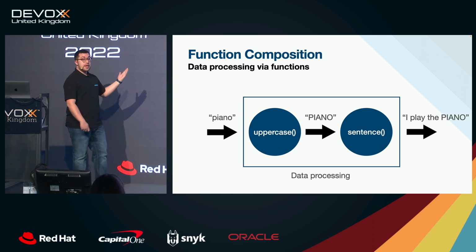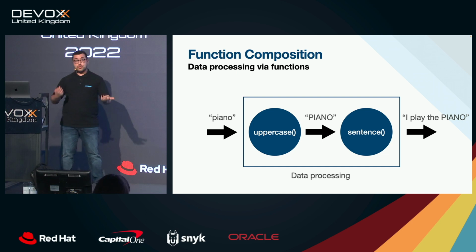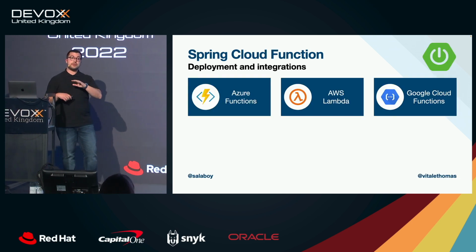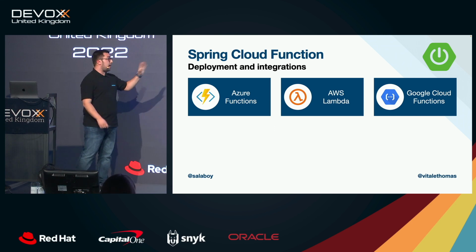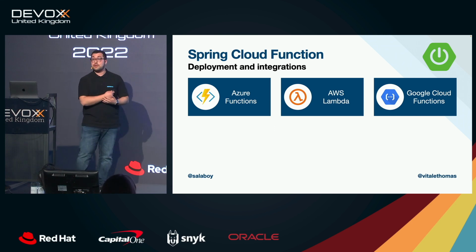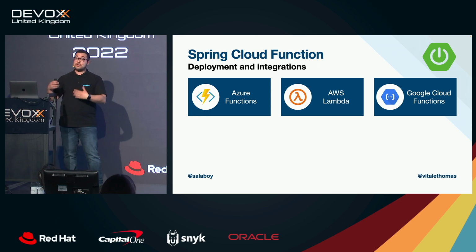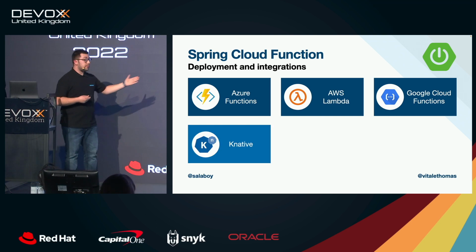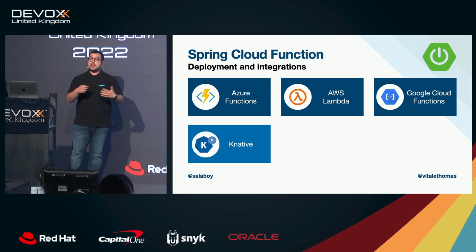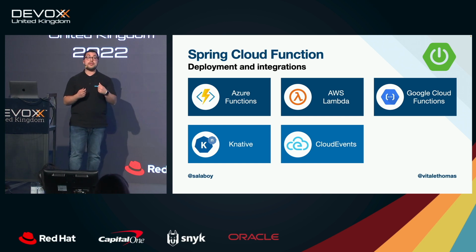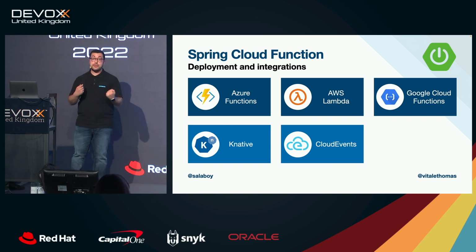But Spring Cloud Function can do more than that, because you can add some adapters in order to deploy the function on Azure Functions, AWS Lambda, and Google Cloud Functions. Or directly as it is now, you can containerize it with build packs using the func CLI maybe, and deploy it on Knative. You can even take advantage of the CloudEvents specification if you want to deal with events rather than HTTP requests.